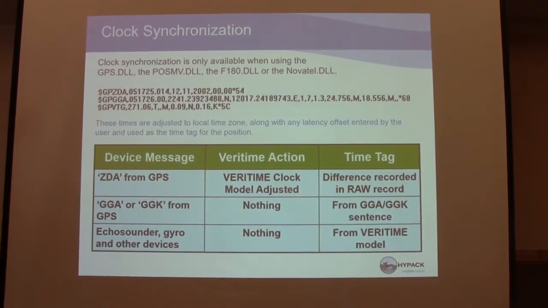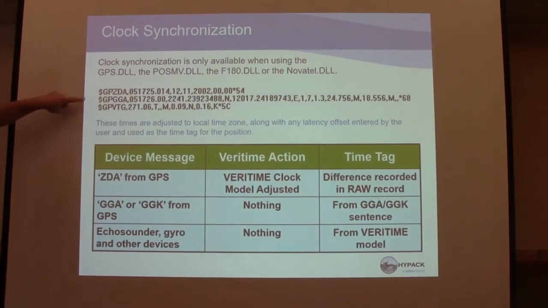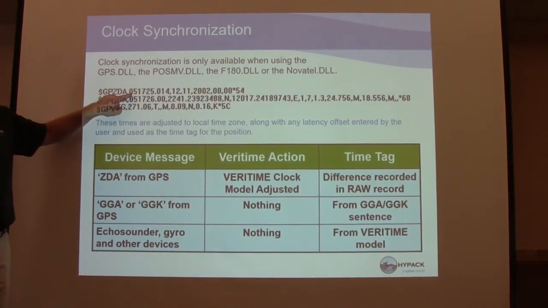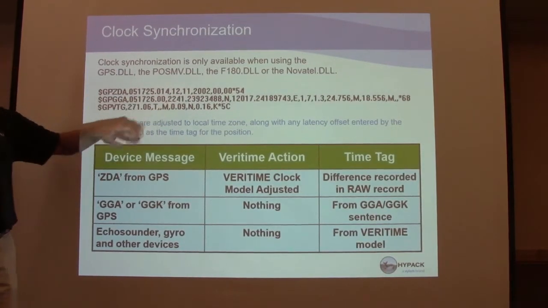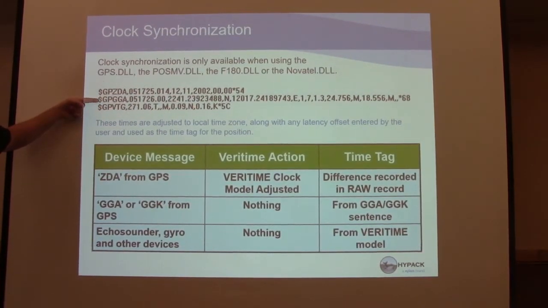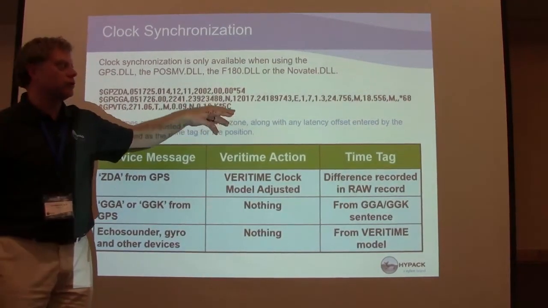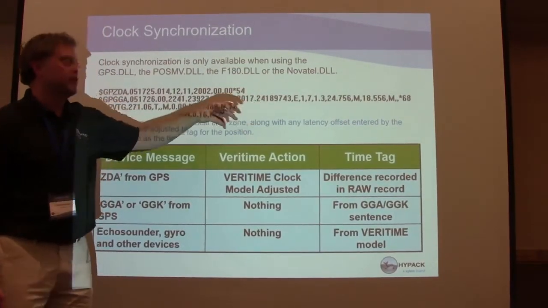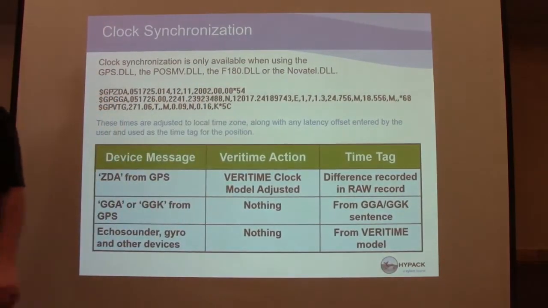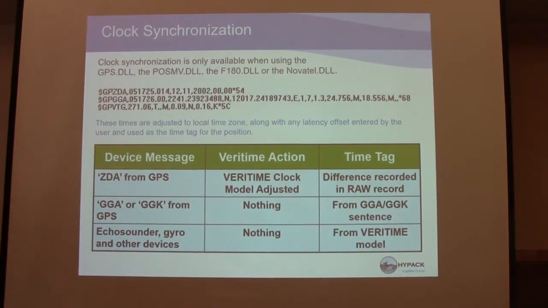This is just giving you an example of a ZDA and a GGA message. If anybody doesn't know what this is, the ZDA is just the header, and then you've got, I think this is seconds after midnight, and then we have the hours, minutes, seconds, and then the year. This is a really old one, 2002. And then we have the GGA, which gives us information about time and latitude and longitude, number of satellites, the DOPs, the ellipsoid height, and some other information. So just basic NMEA messages.